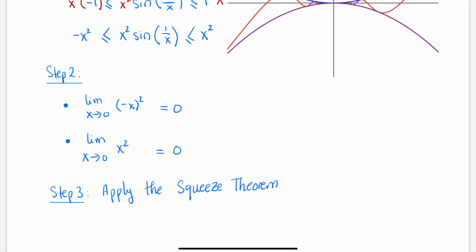Step 3. Applying the squeeze theorem. Since the middle function, x squared times sine of 1 over x, is trapped between negative x squared and x squared, and both x squared and negative x squared approach 0 as x approaches 0, then the middle function must also approach 0. So the limit of this function is 0.